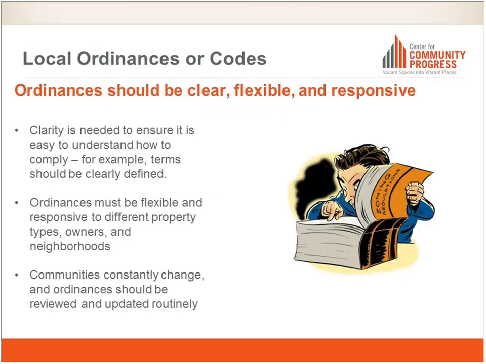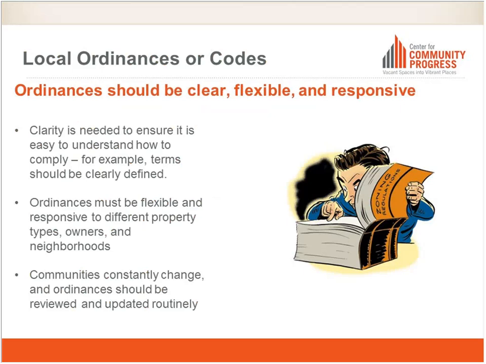So once we understand that authority in state law, we get to take a look at what we can do with local ordinances or codes. Ordinances should reflect and take advantage of the full range of authority granted by state law, and they must be crafted to be responsive to local needs. They also must be clear. A property owner should be able to read ordinances and understand what is required of them.